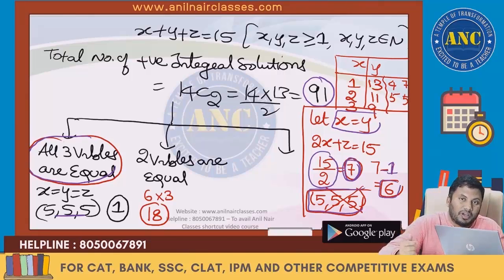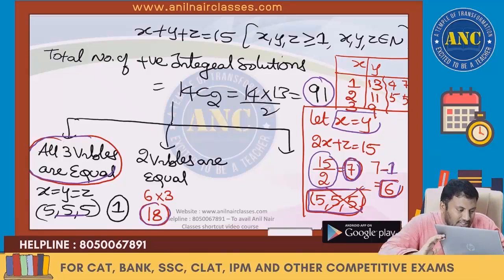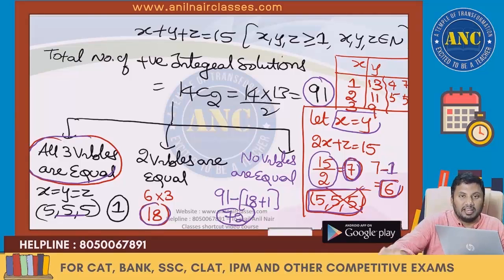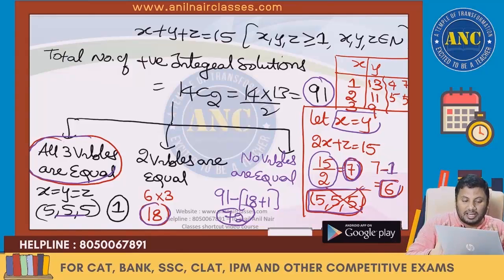X equivalent to y, y equivalent to z, z equivalent to x. 6 3s are 18. That means no variables are equal. If no variables are equal, how much will it be? 91 minus of 18 plus 1. 91 minus 19 is 72. Listen carefully, sir. So total there are 72 cases where no variables are equal. But we do not require that.